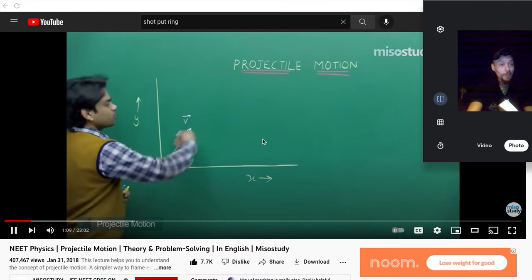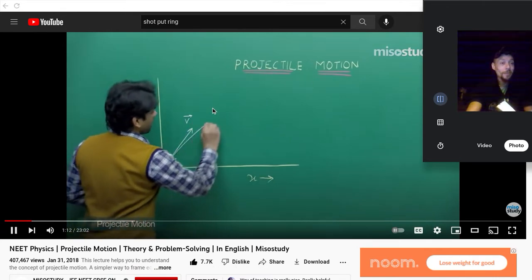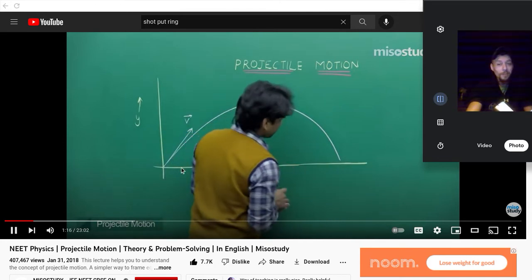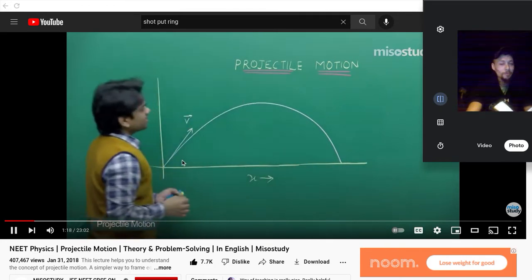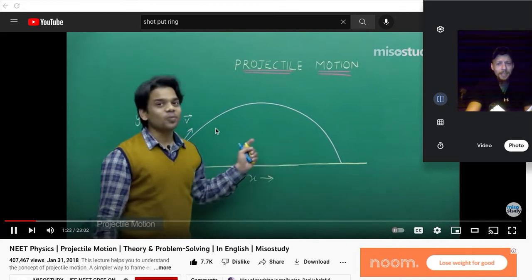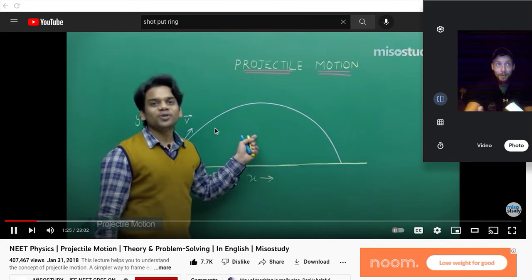Now it was projected in this way. It will follow a path. Now you can see this path actually looks like a circular path, a semicircular path, but that's a parabolic path, as we will show at the end.